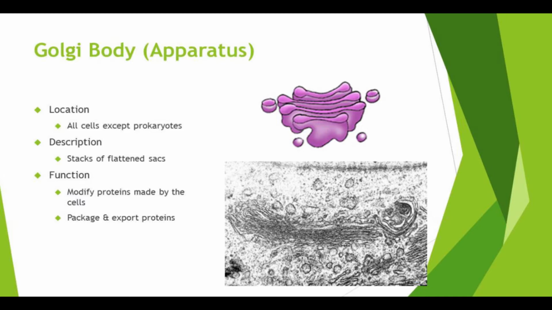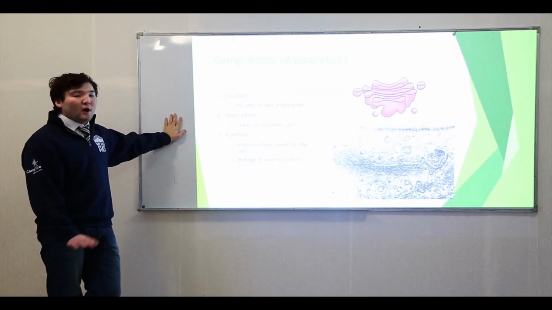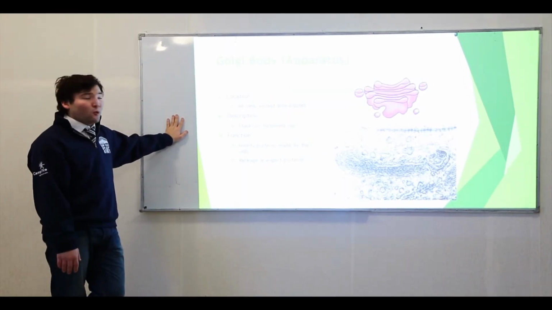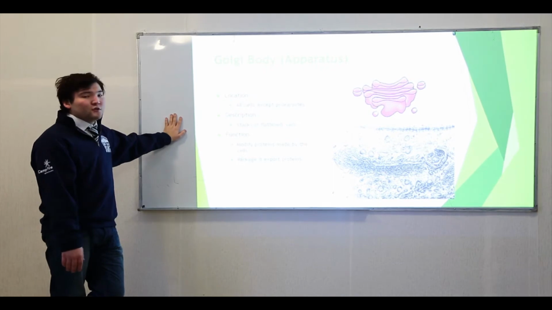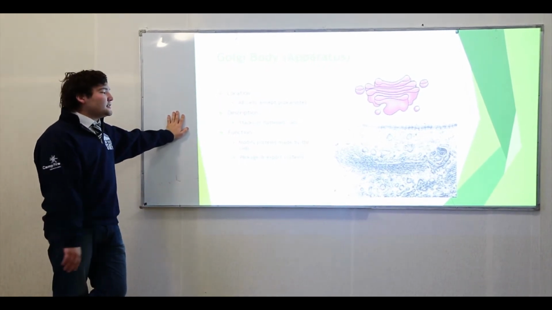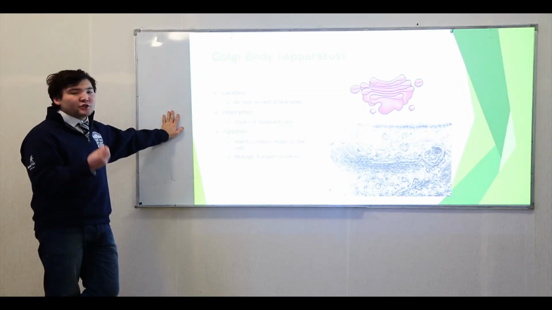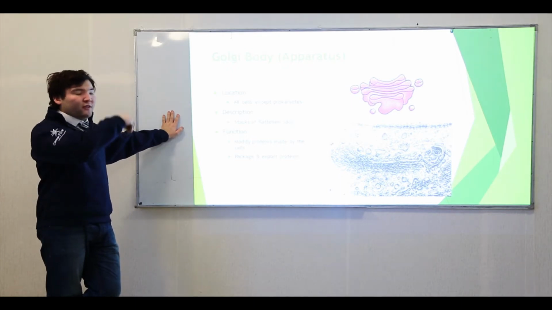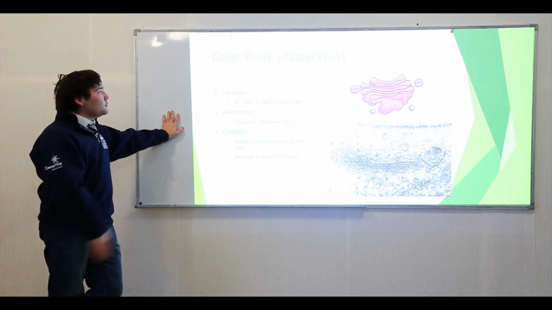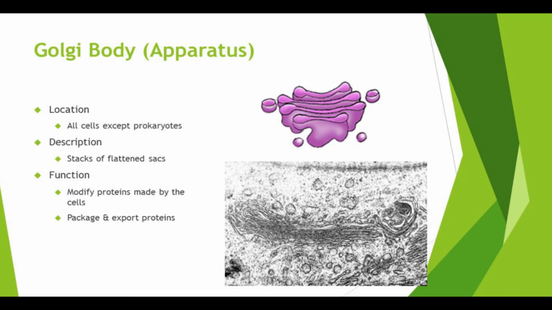Next. So, Golgi body, also called the Golgi apparatus. Location is that the Golgi body is found throughout all organisms except for prokaryotes. The short description of the Golgi body is that it is stacks of flattened sacs, and the main function of the Golgi body is to modify proteins made by cells by simply adding sugars on top of each protein. And also the Golgi body serves as the site of packaging and export of the proteins outside of the cell.